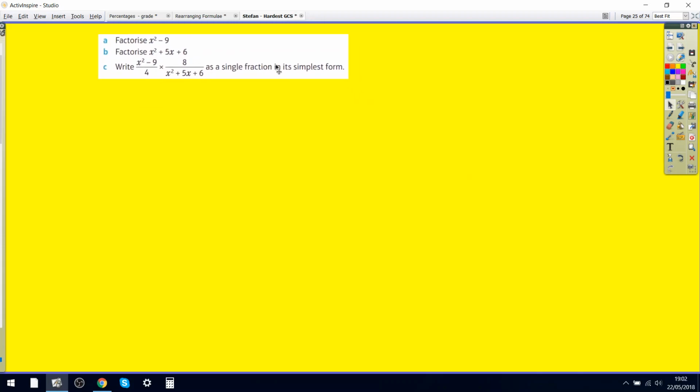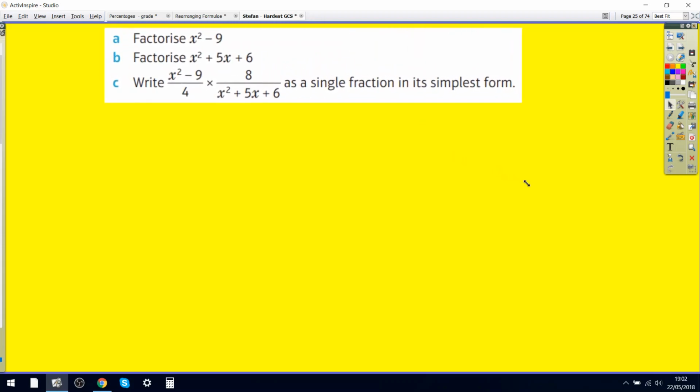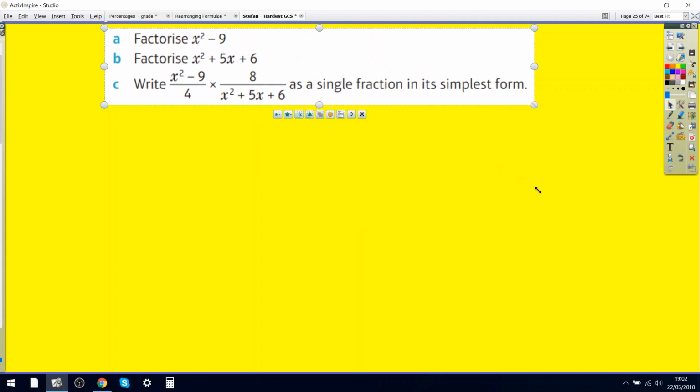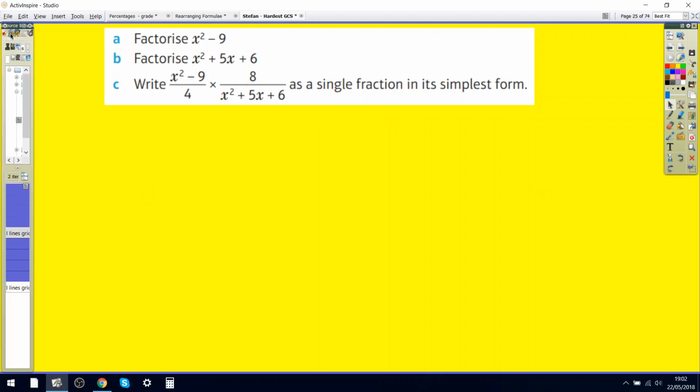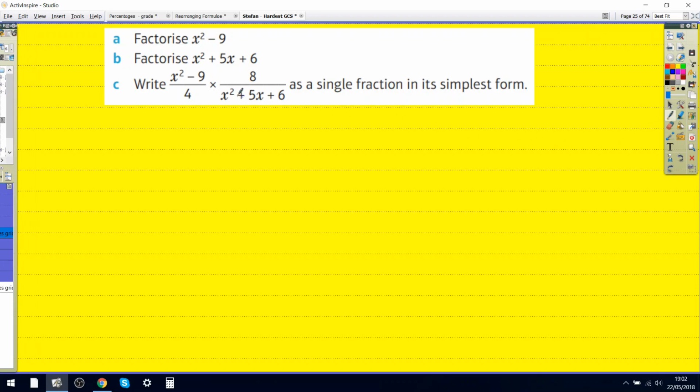So tell me if this was worth doing. So the part C one. Part C. So I can do it now actually. So okay. x squared minus 9 over 4 times 8 over x squared plus 5x. And if it makes it easier, you can do A and B first. I think I'll be okay.